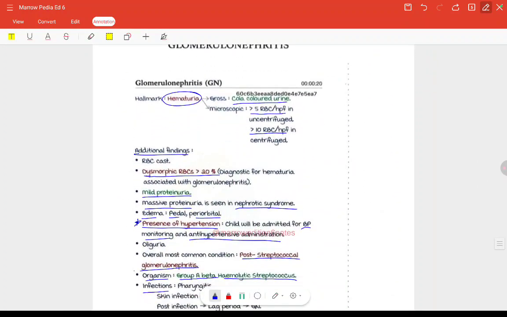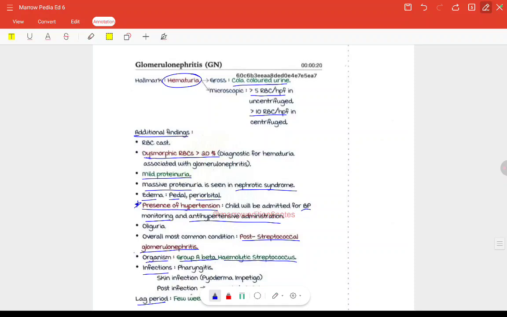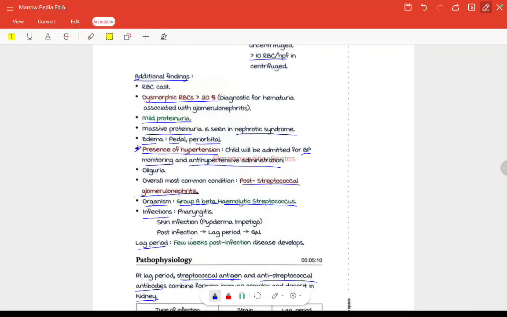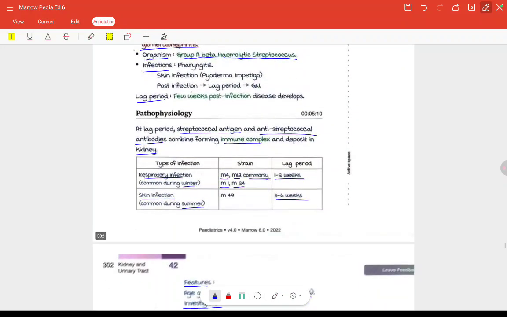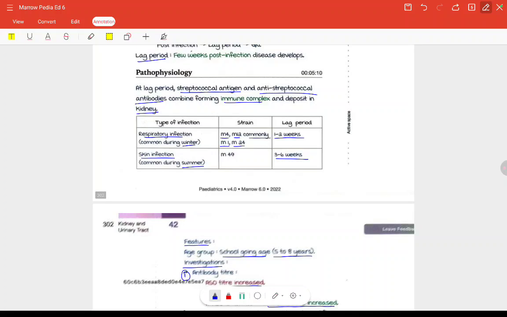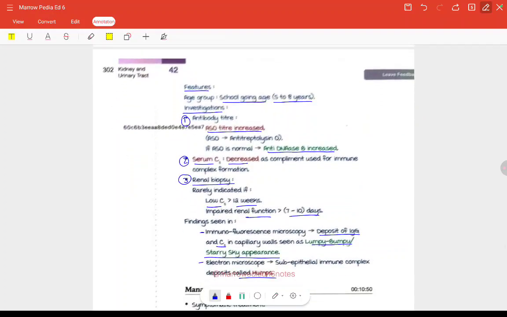Let's revise quickly. The main feature of glomerulonephritis is hematuria, with dysmorphic RBCs more than 20%. There might be mild proteinuria, but there is hypertension, and it most commonly occurs after a streptococcal infection. The most common condition is post-streptococcal glomerulonephritis caused by group A beta hemolytic streptococcus. It can be either after a skin infection or pharyngitis, and there is a lag period. In respiratory infection the lag period is only 1 to 2 weeks, and in skin infection the lag period is 3 to 6 weeks. It affects school going children between 5 to 8 years.